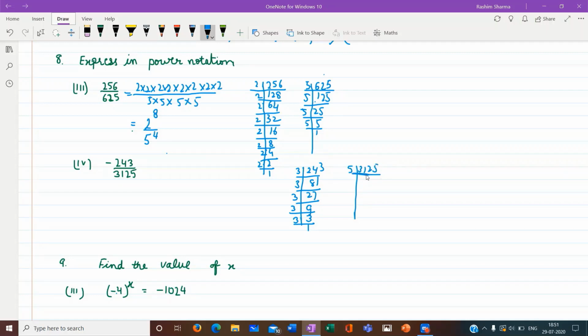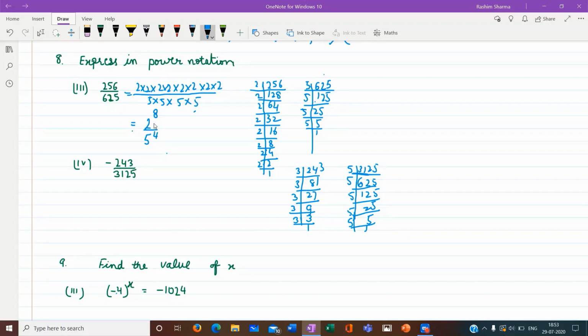So 5 6 are, 5 2s are, 5 5s are, again 5. We get here 125. Then 5 we get 25. Then 5 we get 5 here, and last is 5. Now we can see here 243.